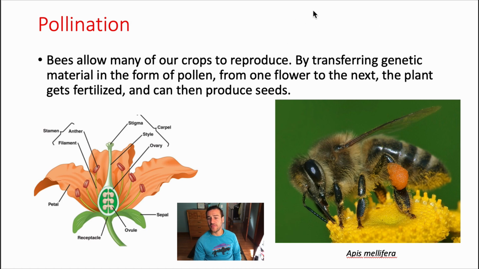Bees allow many of our crops to reproduce by transferring genetic material in the form of pollen from one flower to the next. The plant gets fertilized, and then it can produce seeds. Right? So a very important occurrence in terrestrial habitats.